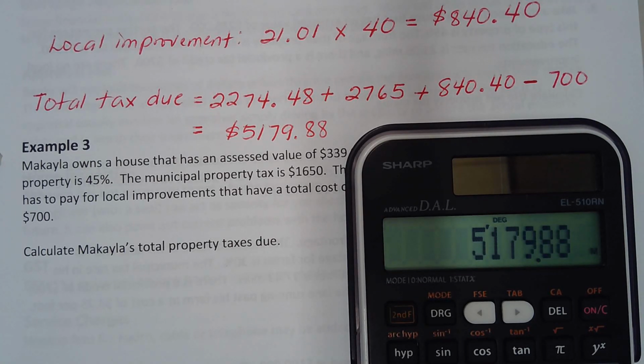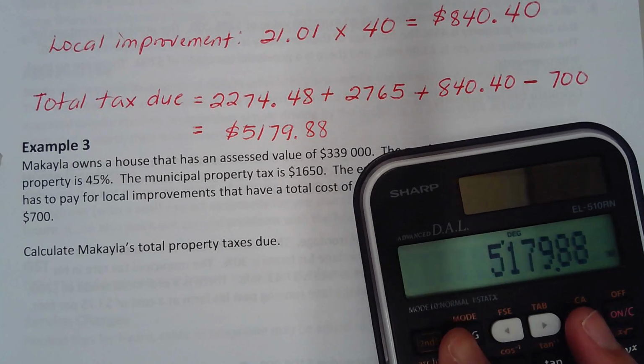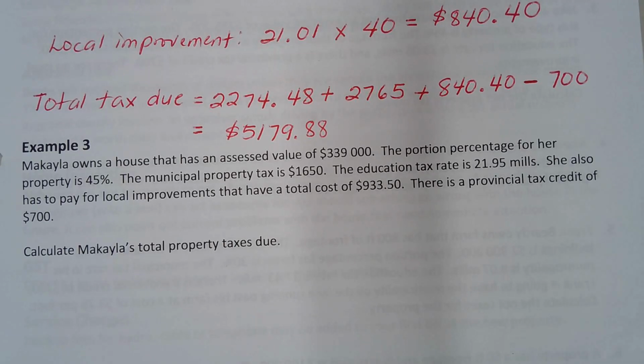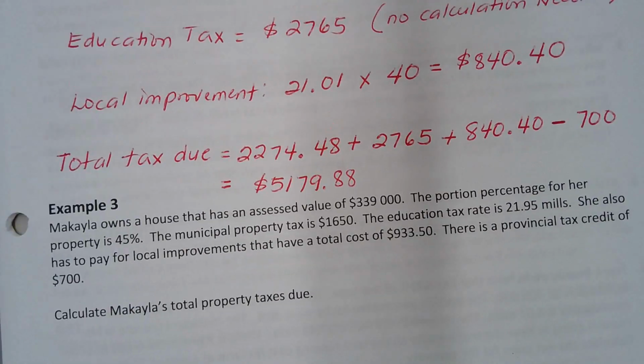So $5179.88. Yes. Okay. Good. How's that? Is that not too bad, right? You follow the recipe and everything goes according to plan here. Yeah, you got it? Okay, good. My adding or whatever.